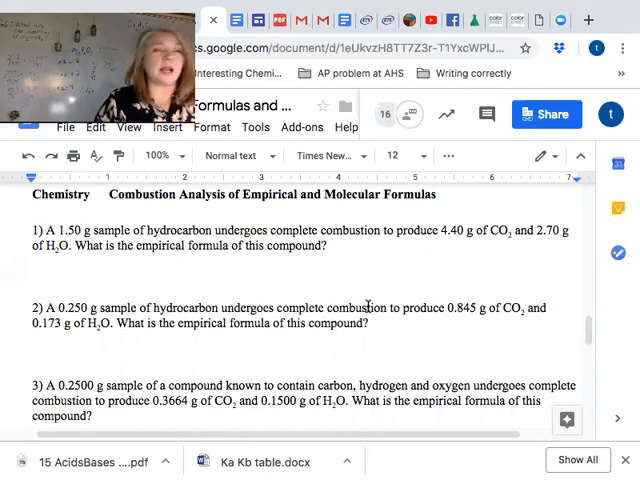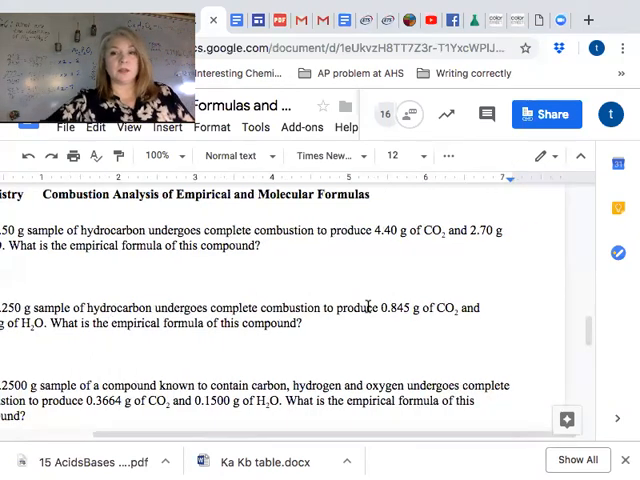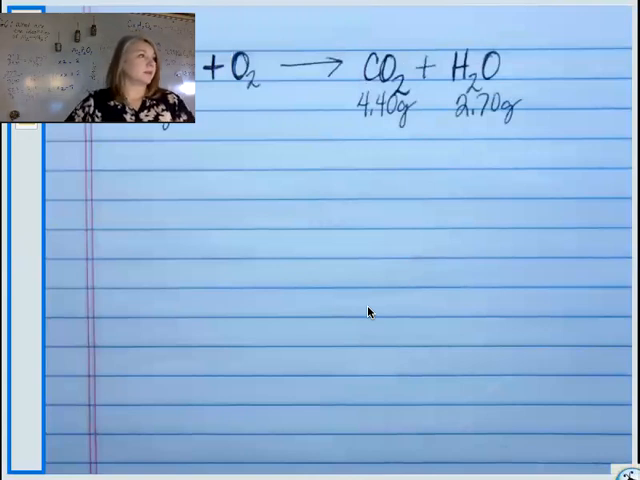How much carbon dioxide did they say we have? 4.40. And how much water do we have? 2.7 grams. So you're writing this down, 2.7. You should be writing it down something like this. When I say write it down underneath, that helps you keep up with things.